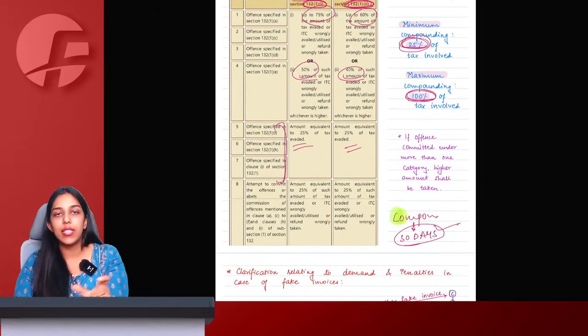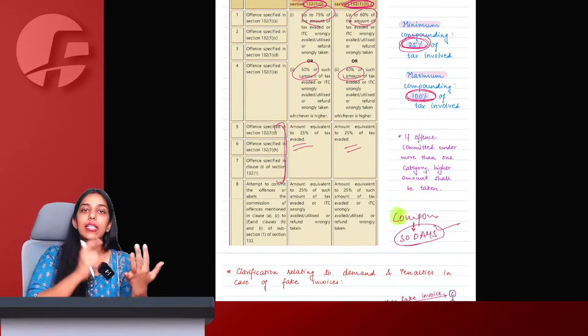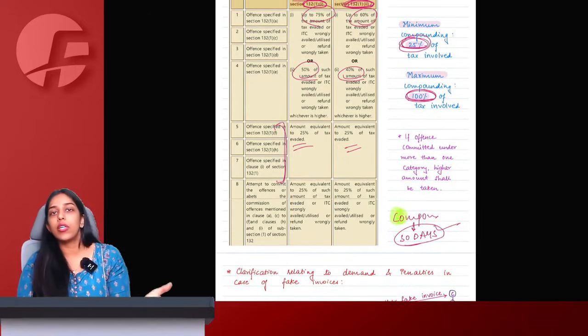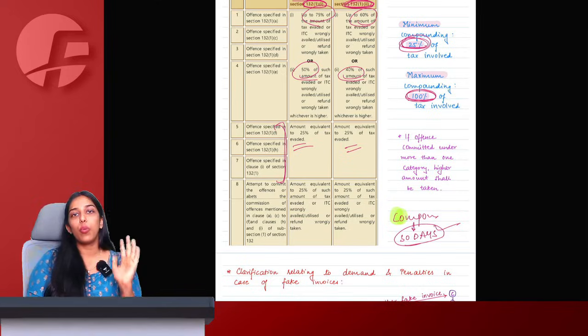So for these offences, I normally have to pay my tax, interest, penalty, fees, everything. Plus, if I don't want to undergo prosecution, then I will have to pay compounding against prosecution.